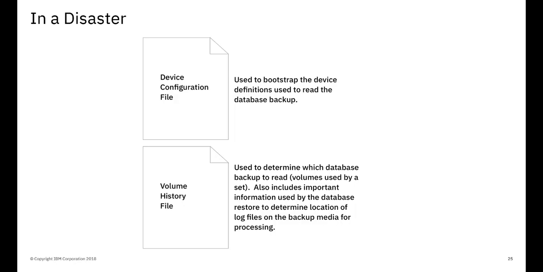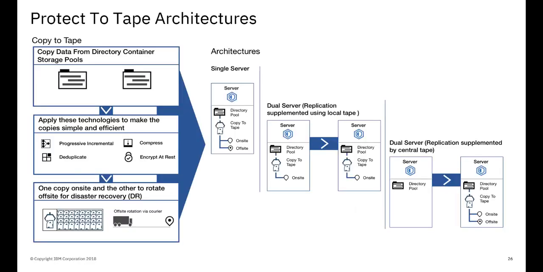In addition to taking offsite your Spectrum Protect database backup and your Spectrum Protect copy storage pool volumes, you also want the device configuration files and the volume history files going offsite. With the introduction of container storage pools, the copy out to tape has changed a bit. Remember, when you have a container storage pool, especially in this case a directory container storage pool, the data is going to be deduplicated, optionally compressed, and optionally encrypted.